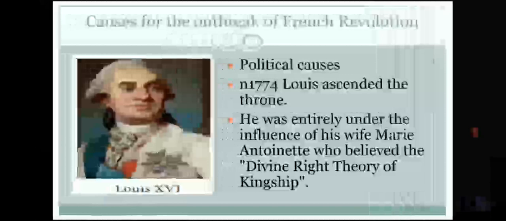Causes for the outbreak of the French Revolution. Political causes. Louis XV succeeded his great grandfather Louis XIV and reigned for 59 years. In 1774, he was succeeded by his grandson Louis XVI. He was entirely under the influence of his wife Marie Antoinette, who believed even more than the king in the divine theory of kingship, the theory that the king was the representative of God on earth, and therefore accountable for all his actions only to God, not to anybody else. Both king and queen were hated by the people.